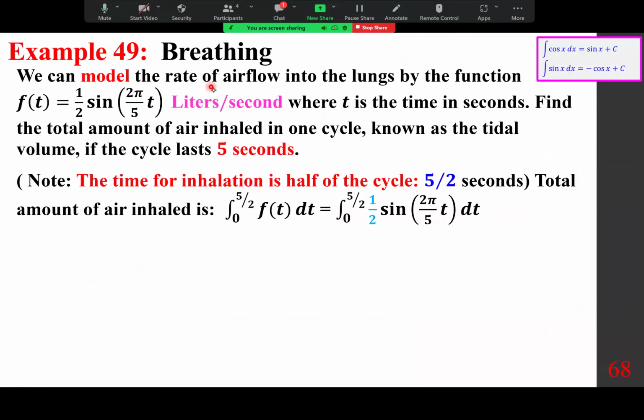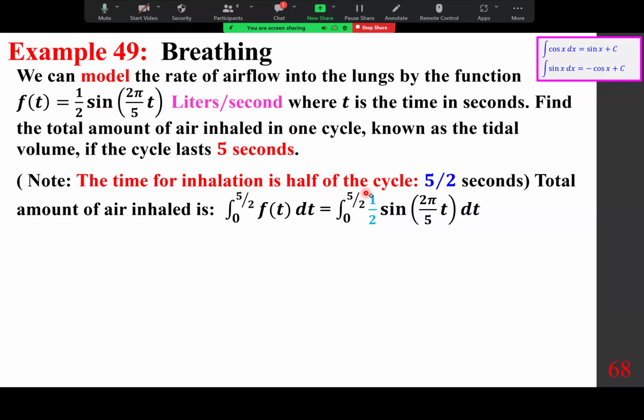Breathing. We can model the rate of airflow into the lungs by the function f of t equals half of sine of 2π over 5 t liters per second, where t is the time in seconds. Find the total amount of air inhaled in one cycle, known as the tidal volume, if the cycle lasts 5 seconds. What you really should recognize, inhaling and out, the time for inhalation is half of the cycle.